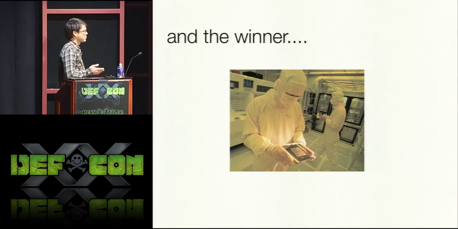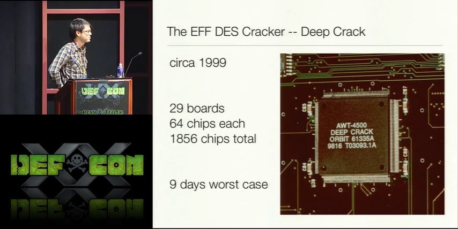People have realized this for a long time. Back in 1999, the EFF built DeepCrack, which was their attempt to prove that anybody, for a small amount of money, in this case about $250,000, would be able to break DES in a pretty short amount of time. In this case, it was about 9 days, worst case, with about 1,800 chips total that they fabbed themselves. And sure, if you have $250,000 you want to spend on this and have a whole team of people that can design the chip and send it out to a fab and all that sort of stuff, that's all fine and great.